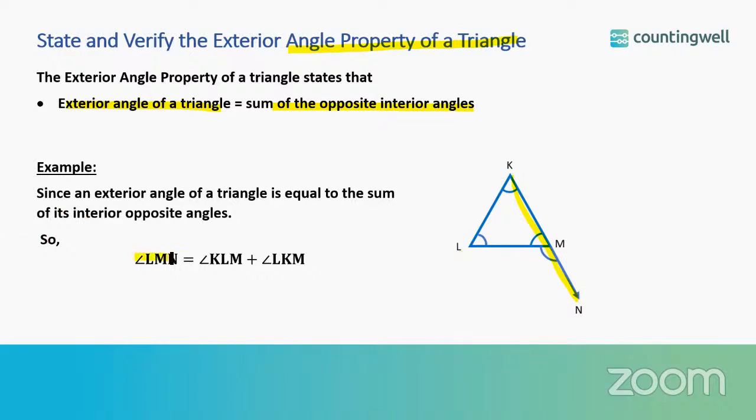So angle LMN will be equal to the sum of the interior opposite angles. So if you take the exterior angle LMN, you have to ignore this angle and take the opposite interior angles. So this angle and this angle. So you have angle KLM plus angle LKM is equal to the exterior angle LMN. So this was the statement of exterior angle property.